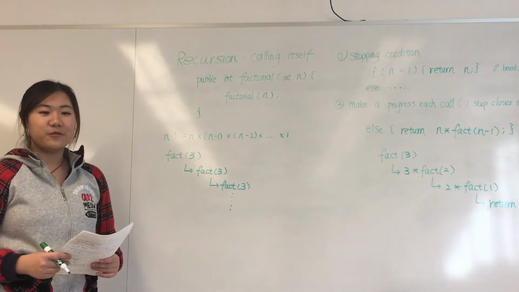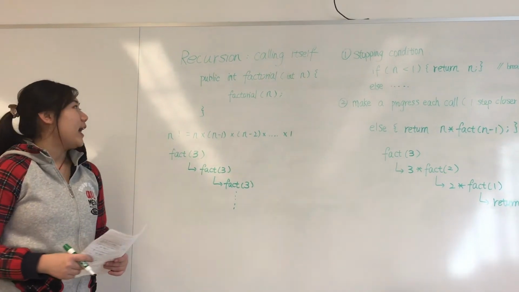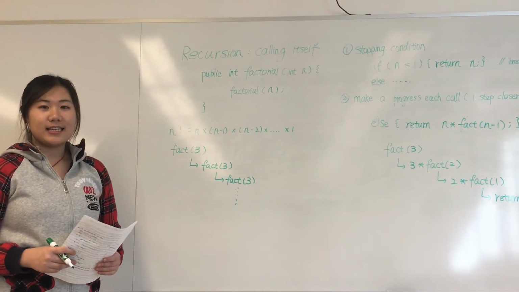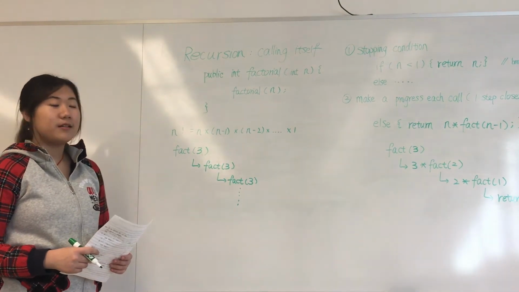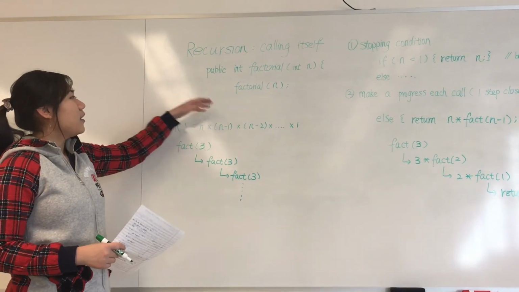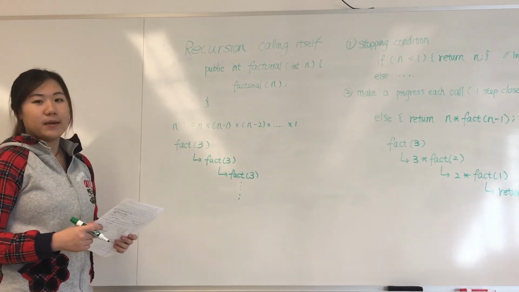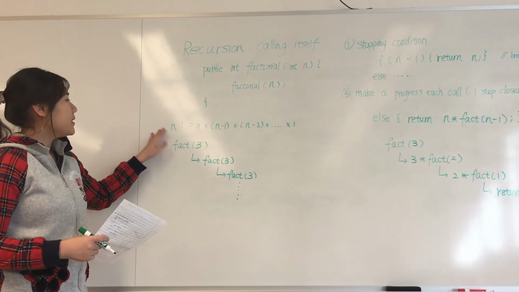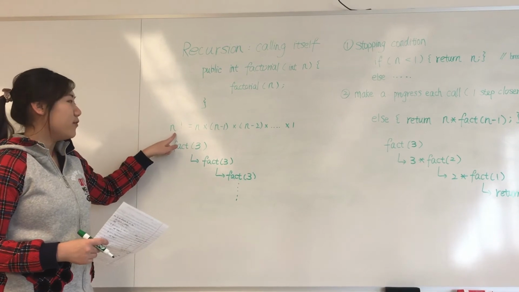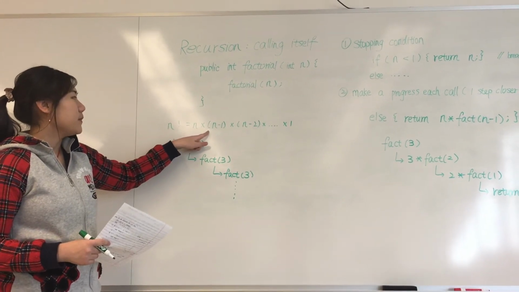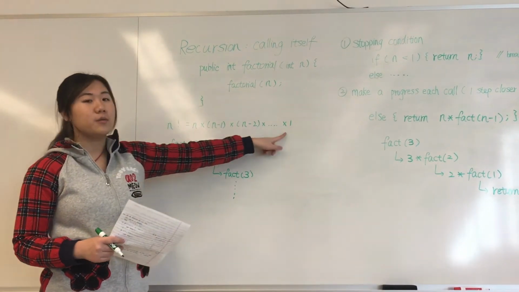Okay, so next we move to a new topic, recursion. What recursion means is that when you're writing a method in Java, it's calling itself inside the function. So if we look at an example, factorial, what factorial means is that n factorial is n times n minus 1 times n minus 2 until 1.